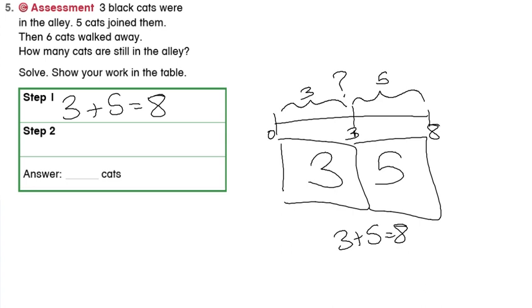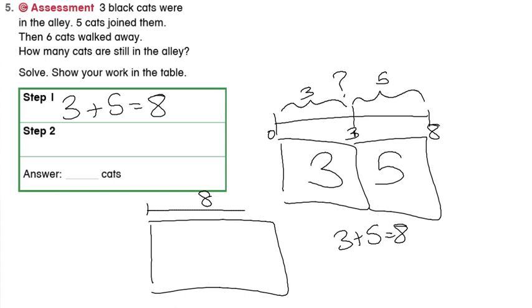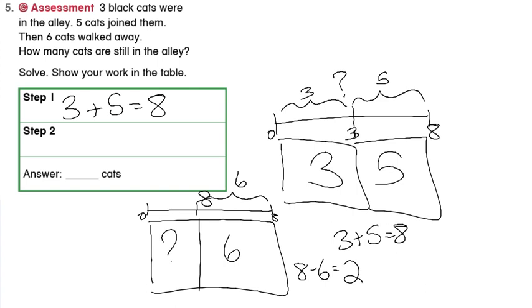Now 6 cats walk away. So here's my 8. My number line goes from 0 to 8. And some cats walk away. There's 6. So the distance between those two is 6. We don't know what this is. But looking at the number line, I have 8 minus 6, and that is going to equal 2. 8 minus 6 equals 2. The answer is 2 cats.